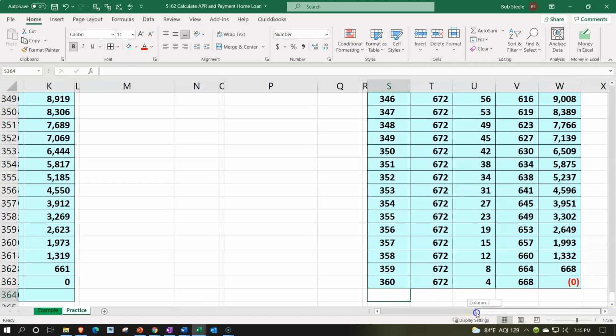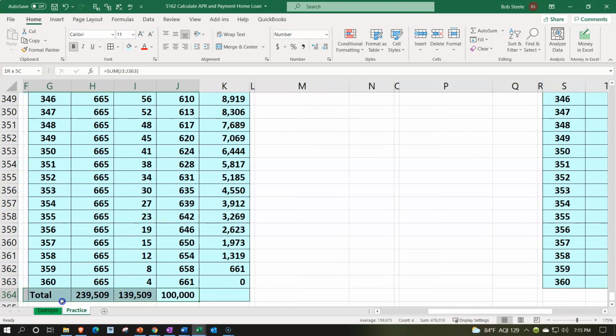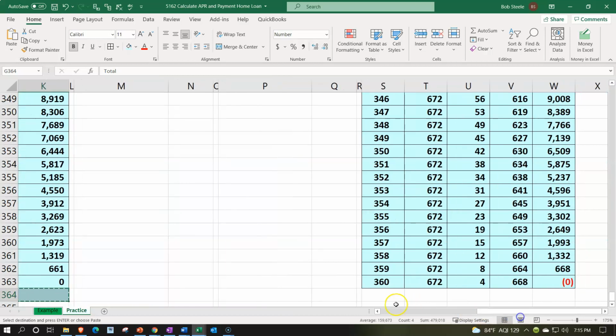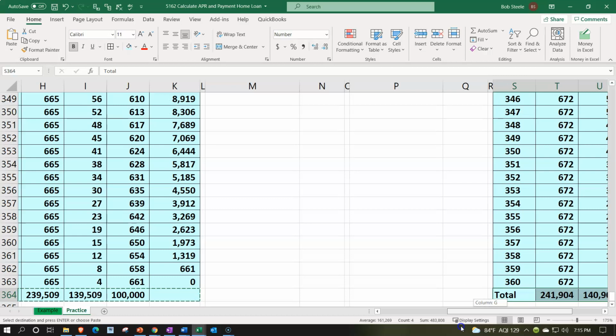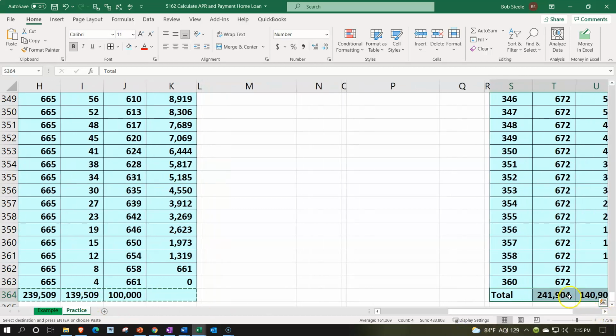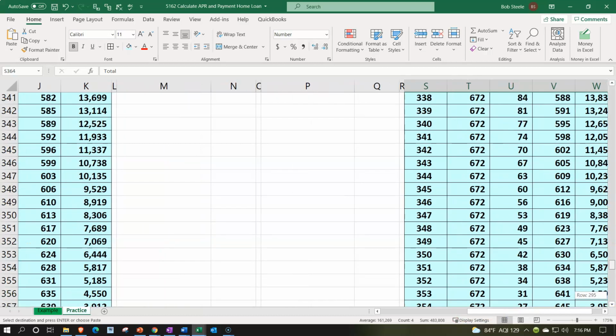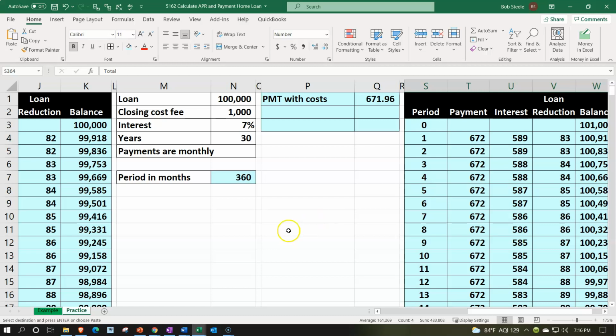Let's go ahead and total these up. I'm going to copy these cells. I'm just going to copy them so I have the same formulas and just total these up. So you can see the totals down here at the 239 versus the 241, the 139 versus the 140 on the totals over the 360 periods. So we have that, but I'd also like to calculate and roll that into a percentage number.